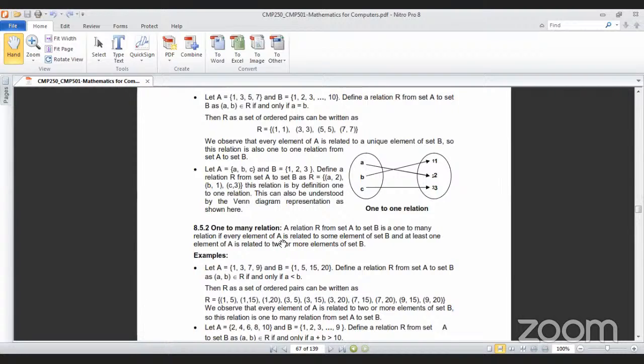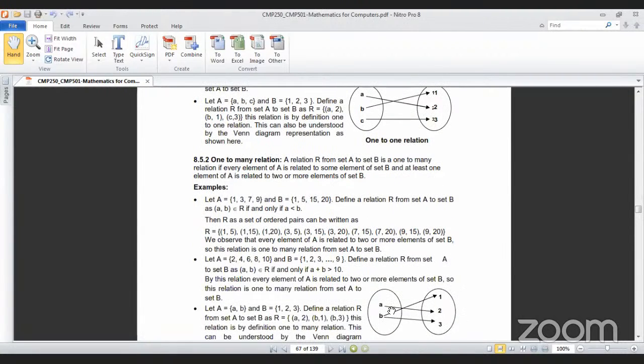After that, one to many. See, B is related to 1. B is related to 3 also. So it becomes a 1 to many. You can see the example. A is 1, 3, 7, 9. B is taken as 1, 5, 15, 20. So now define a relation R from set A to B as (A, B) belongs to R if and only if A is what? Less than B.